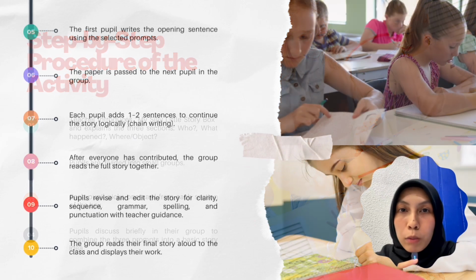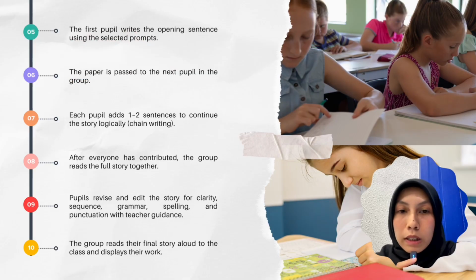And then we move on to step 5, which is the first pupil writes the opening sentence. What happens here is one pupil starts the story by writing the first sentence based on the prompt discussed. The sentence introduces the character, action, and setting.